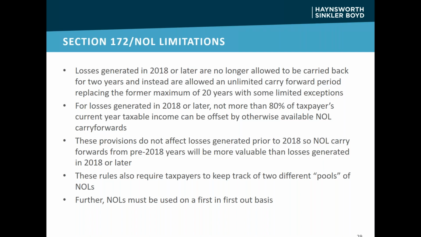One downside is that these rules require taxpayers to keep track of 2 different pools of NOL, so you have to keep track of your pre-2018 losses and your 2018 and later losses. And those 2 pools, you have to use the net operating losses on a first in, first out basis. So you have to use the oldest net operating losses first.